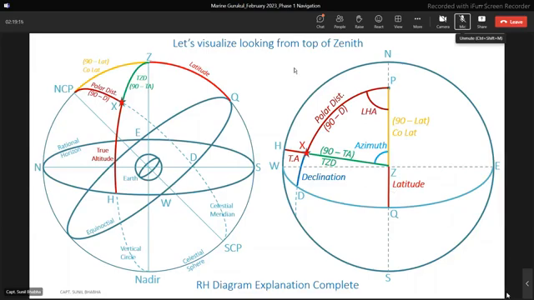Sir, can you please tell for the LHA one time more? Okay. Now, beta, this angle P of the PZX triangle is equal to LHA if LHA is less than 180. And if LHA becomes more than 180, that means the body has come to east of the observer's meridian. In that case, the diagram would be made on the right side of the rational horizon, east side of the rational horizon. And in that case, P will be equal to 360 minus LHA. Okay, sir.